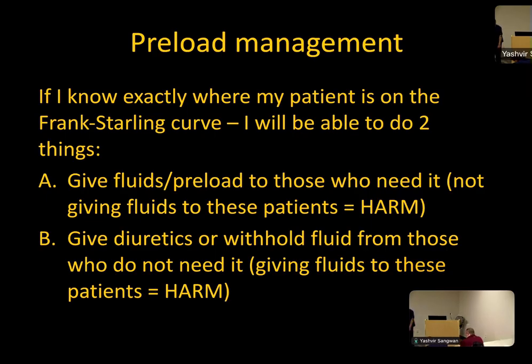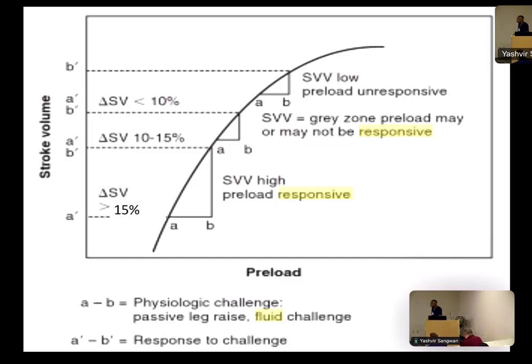Okay, and I will tell you exactly how I've been doing this for some time. So, when you are into preload management, basically what you are trying to do is figure out where on the Frank-Starling curve your patient lies. Okay? If they are lower on the curve, you give them fluid, they will increase their cardiac output. And if they are higher on the curve, you give them fluid, they don't increase their cardiac output. So where does the fluid go? In places you don't want it to go.